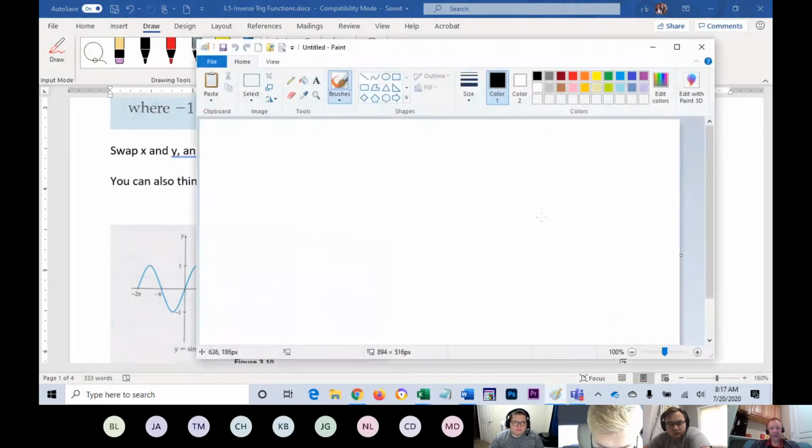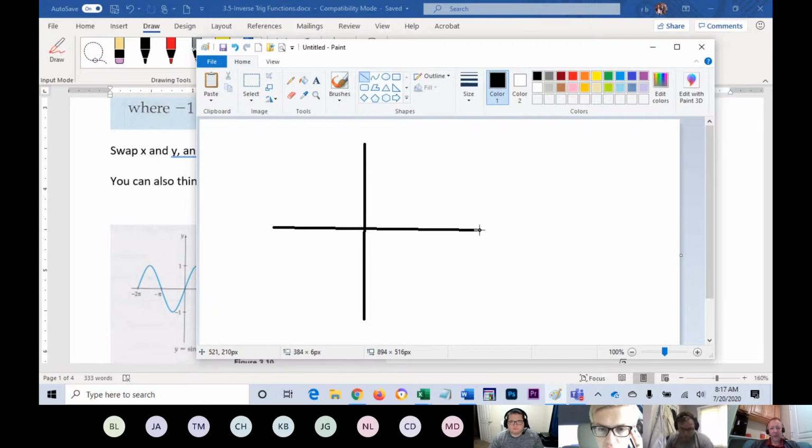Okay. Did I close it already? If you're using the unit circle, remember. Oh, I can't make that straight. Whatever, that's close enough.